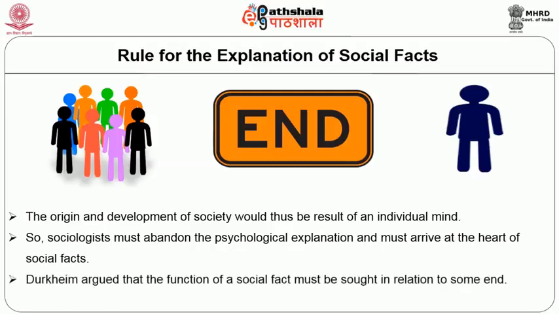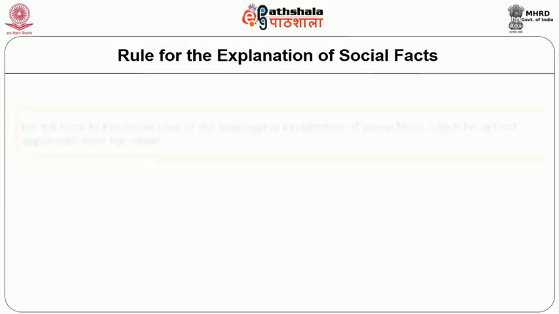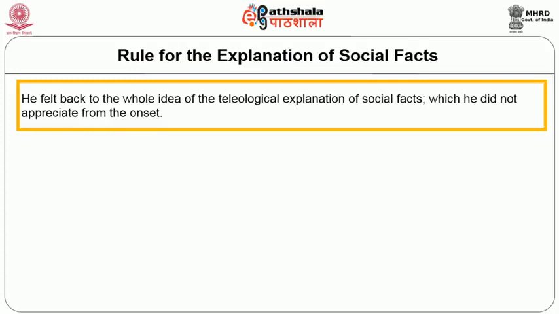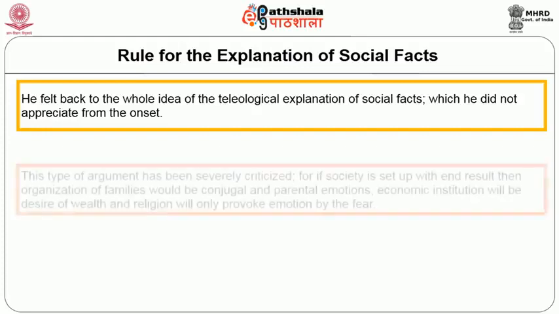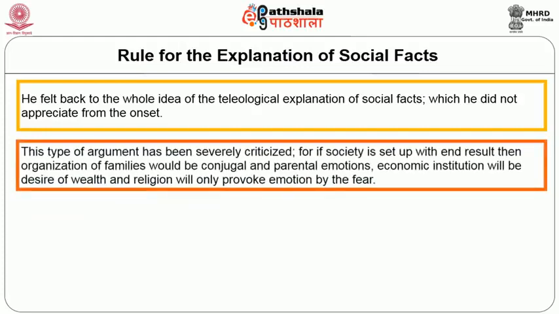Durkheim argued that the function of social facts must be sought in relation to some end. By doing this, he fell back to the whole idea of teleological explanation of social facts, which he did not appreciate from the onset. This type of argument has been severely criticized, for if society is set up with an end result, then the organization of families would be conjugal and parental emotions, economic institutions will be the desire of wealth, and religion will only provoke emotion by fear.